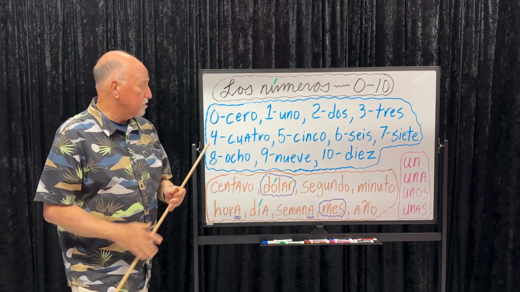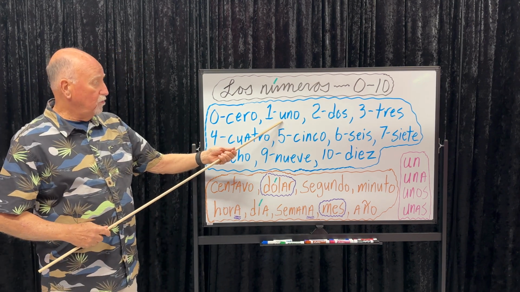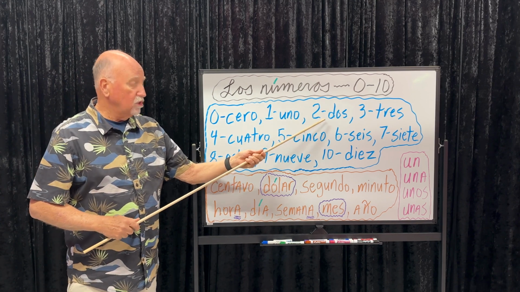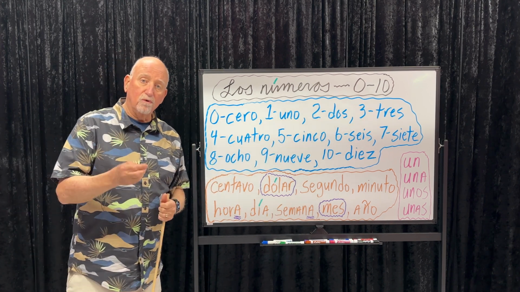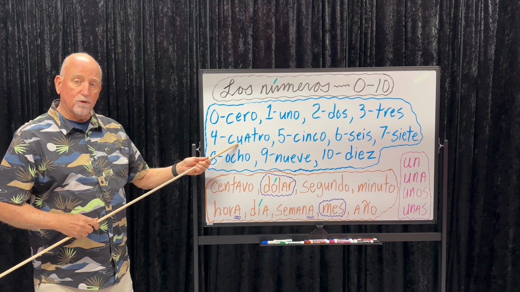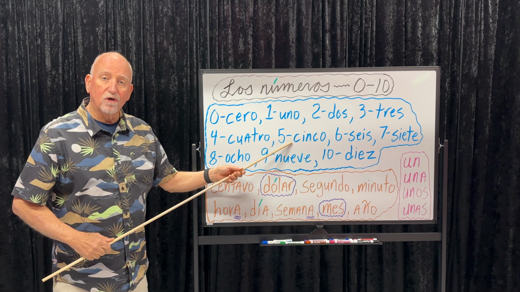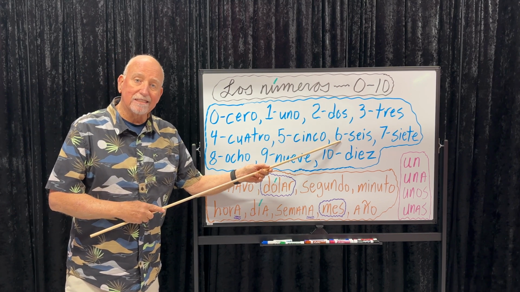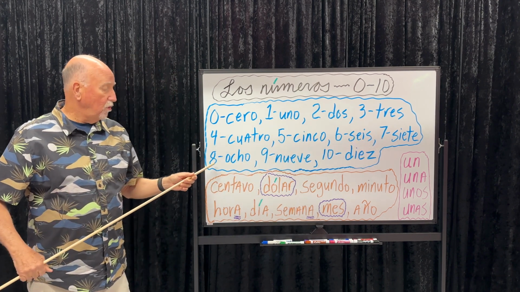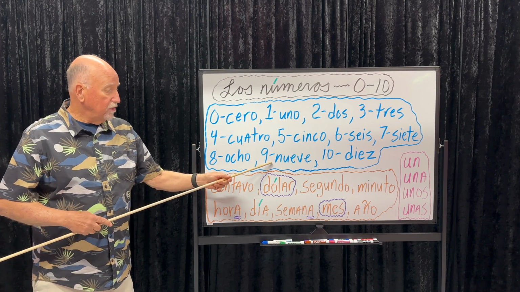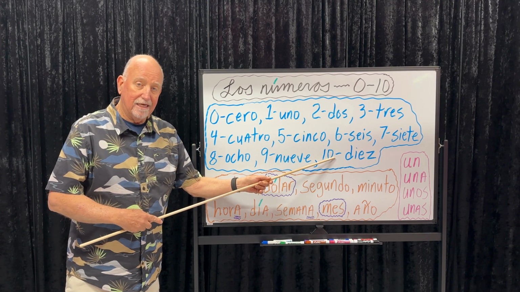So let's take a look at our numbers. 0 is cero. Uno, like the card game, uno. Dos. Tres. Cero, uno, dos, tres. Cuatro. Cinco. Seis. Siete. Ocho. Nueve. Diez.